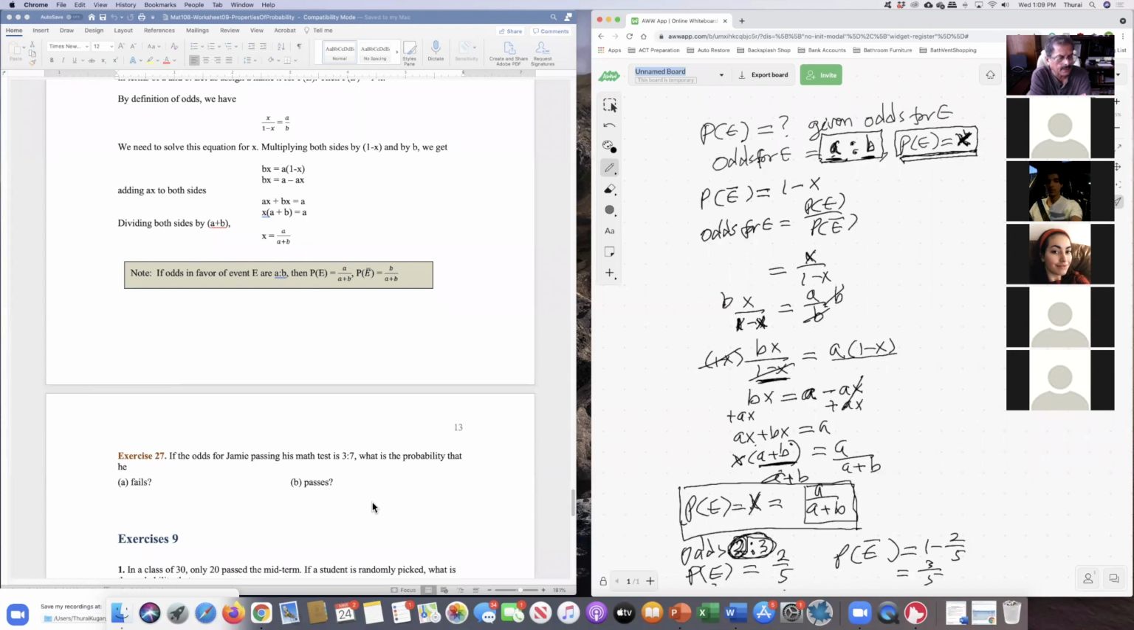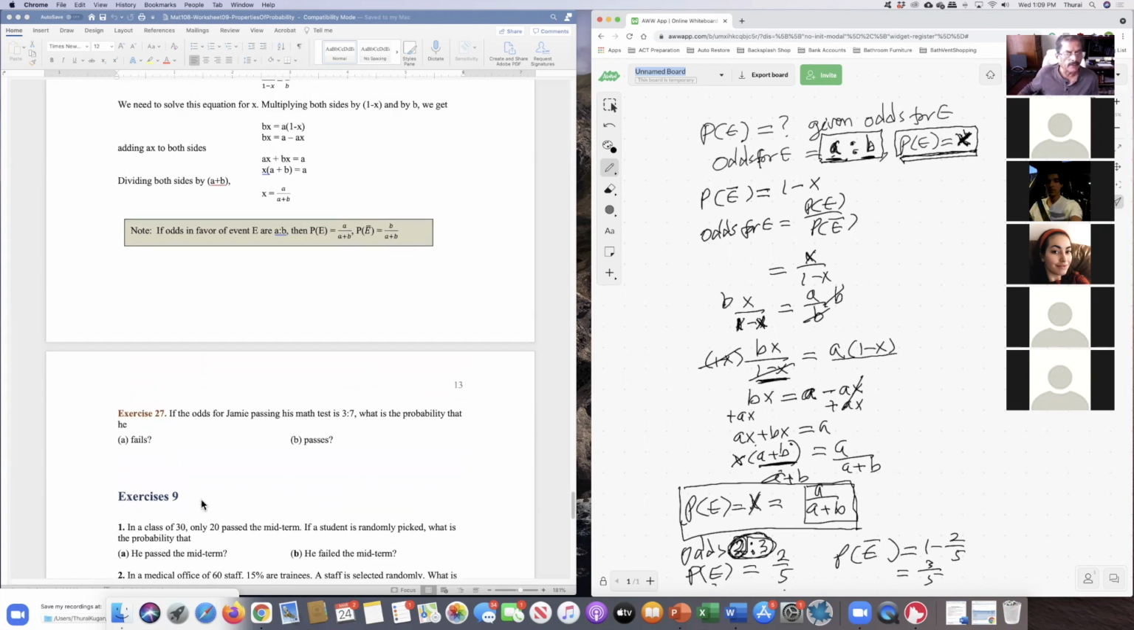Exercise 27 says the odds for Jamie passing his math test is 3 to 7. What is the probability that he fails and the probability he passes? Let's start with the pass. Odds for passing is 3 to 7, so probability for passing can be found directly from that. What is that? 3 over 10. So that means probability for failing would be 7 over 10, which is 1 minus 3 over 10. Okay, very good. That's all there is.